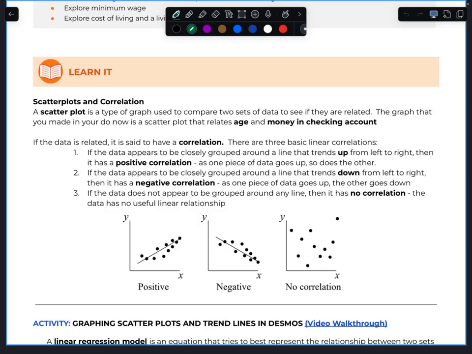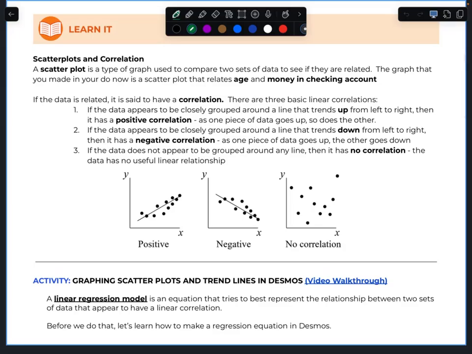So, scatter plot. A scatter plot is the type of graph that compares two sets of data, like we did, age and checking balance. Those are two variables. Age, an independent variable. Checking balance, your dependent variable. If the data has a relationship, if you can say it's increasing, most of you said it was linear, right? Or as we would discuss, we say that it has what's called a correlation.